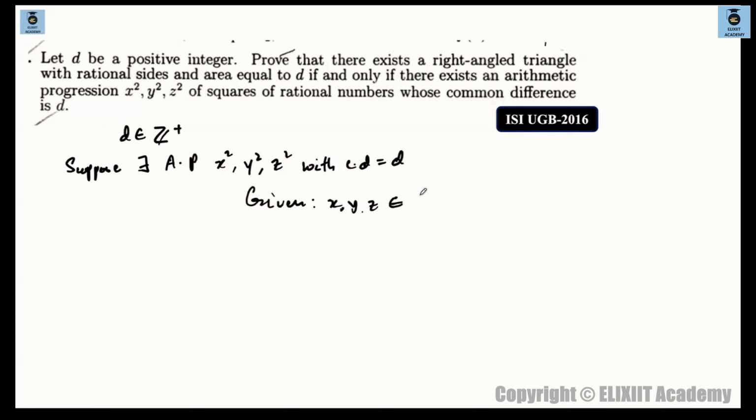XYZ belongs to Q. If you carefully see, 2D is basically, since this is actually in AP, so can I say 2D is Z square minus X square? Okay, 2D is Z square minus X square. So D is what? D will be half times of Z plus X into Z minus X.